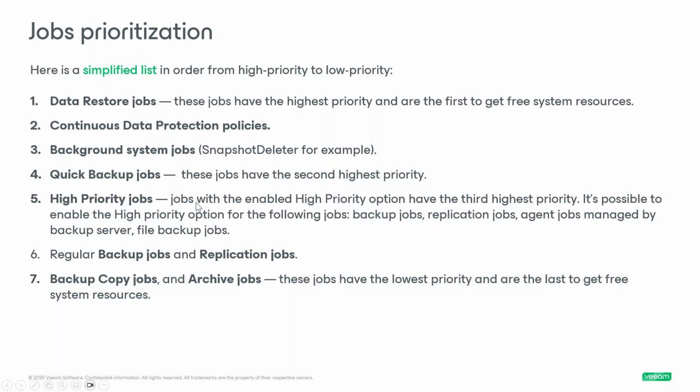Then quick backup jobs, high priority jobs. When you create a backup job, you have the option to check a box and make that specific job high priority over the rest of your jobs. Regular backup jobs and replication jobs, backup copy jobs and archive jobs are in last position.